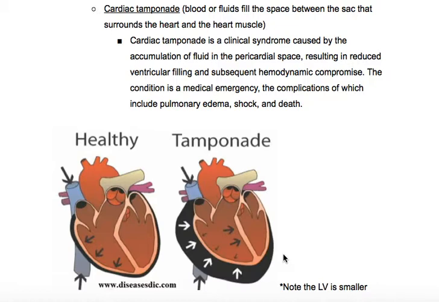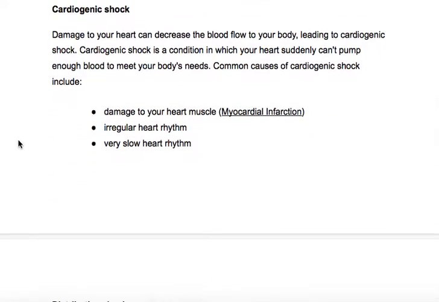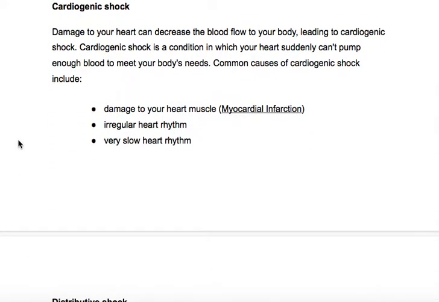I mentioned it accumulates in that pericardial space there. Yeah, so this can be very serious and it can be very life-threatening. It needs to be alleviated as quickly as possible or else the patient can decompensate very quickly. That's going to lead us into cardiogenic shock.